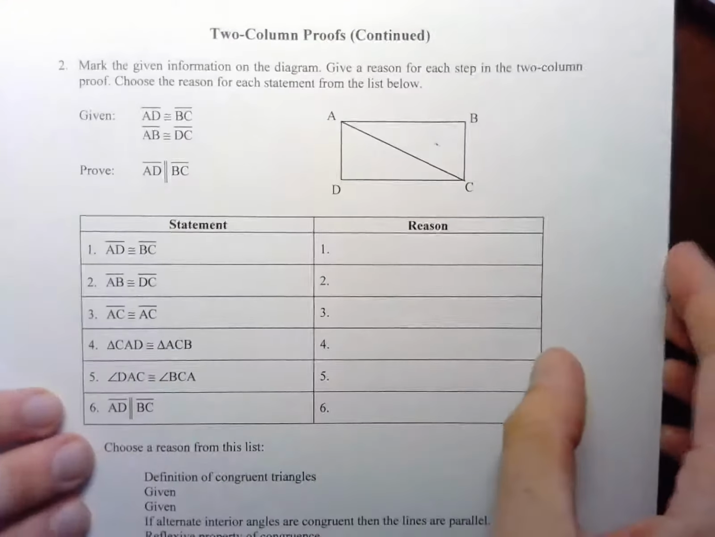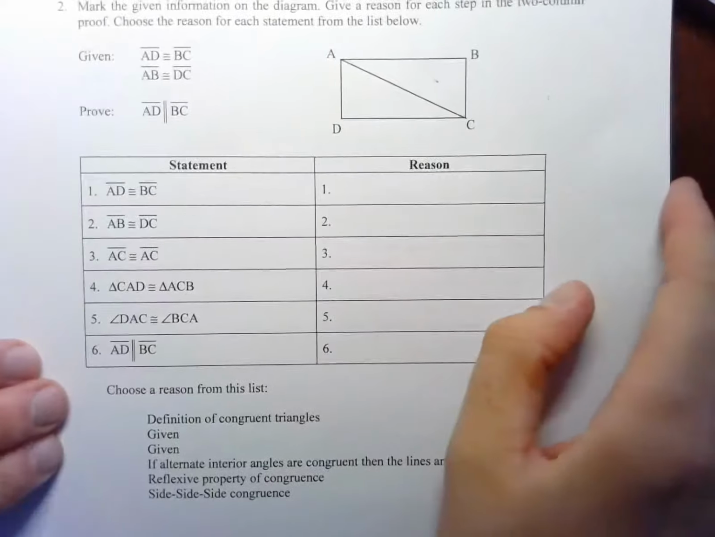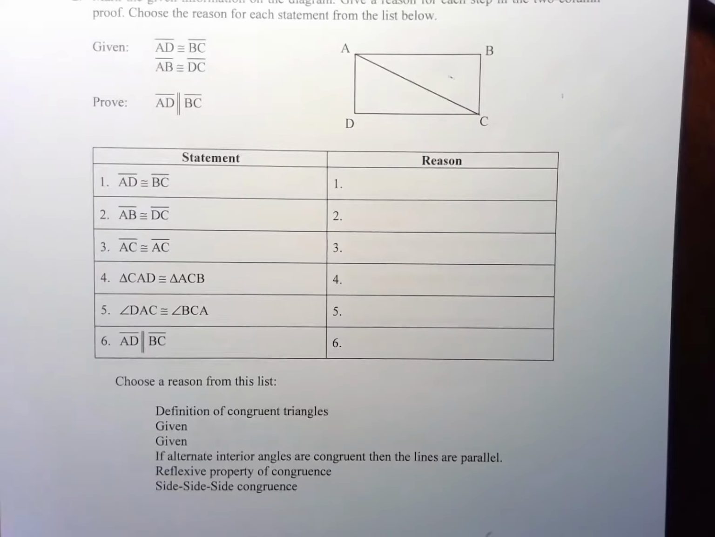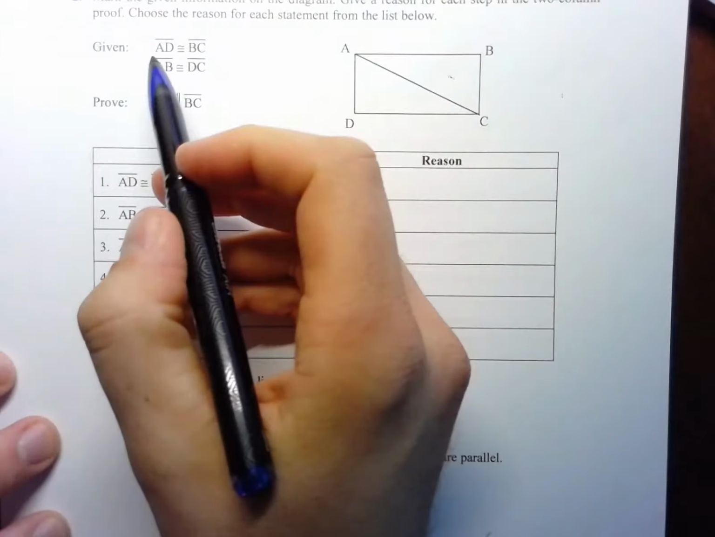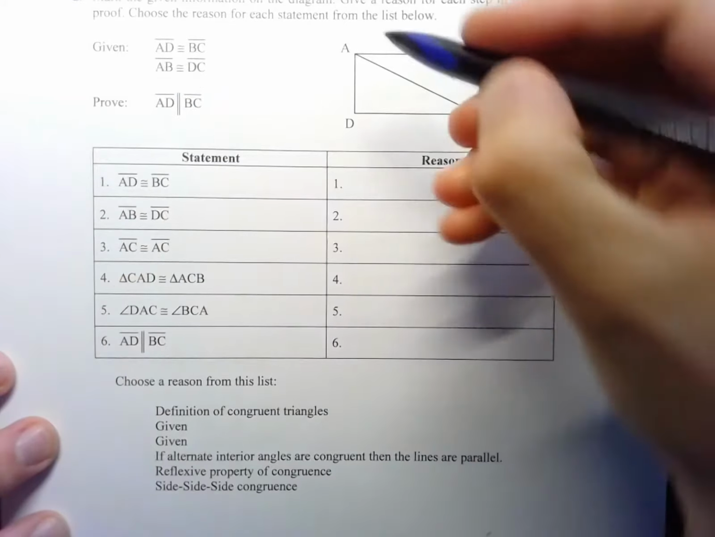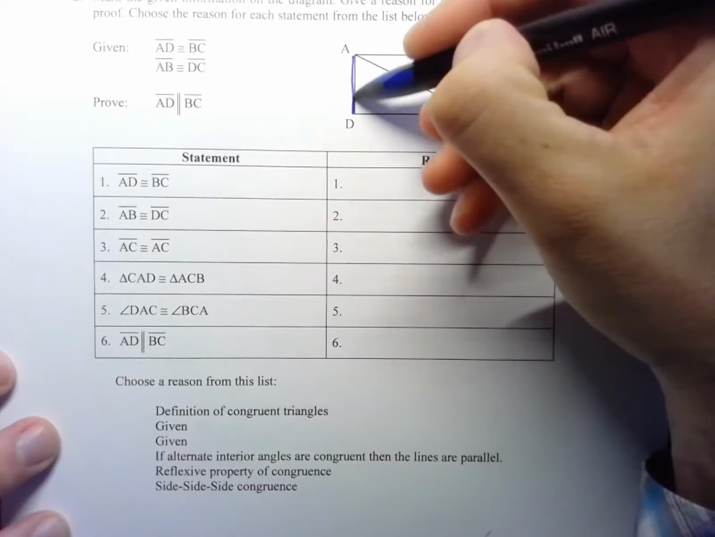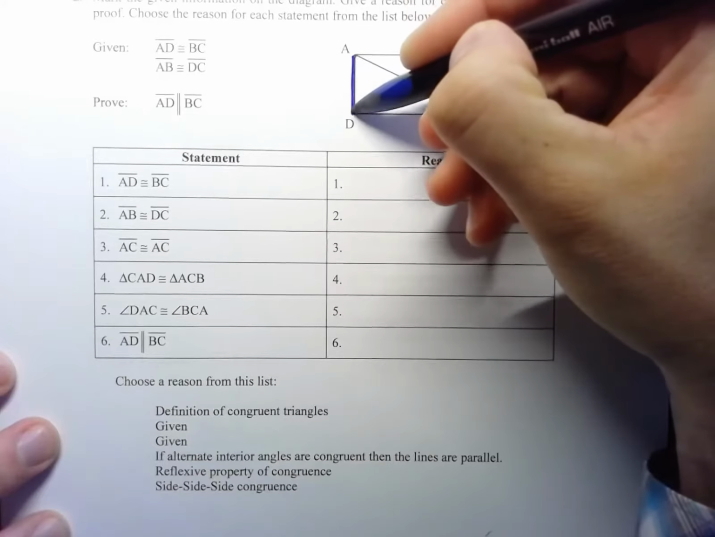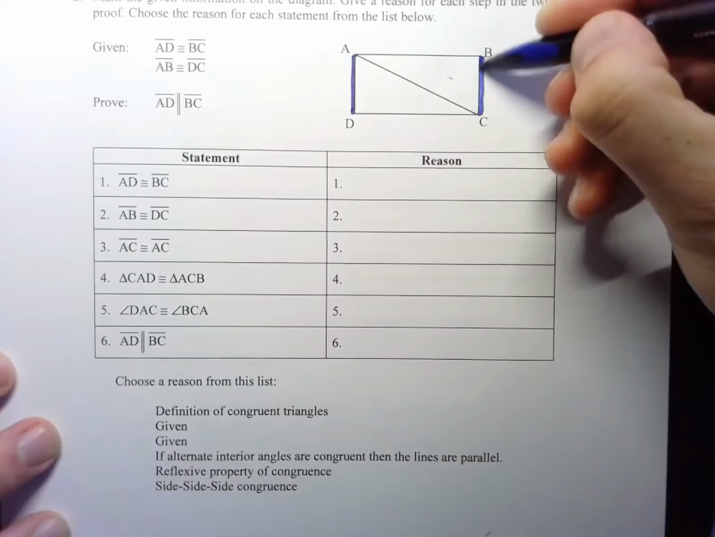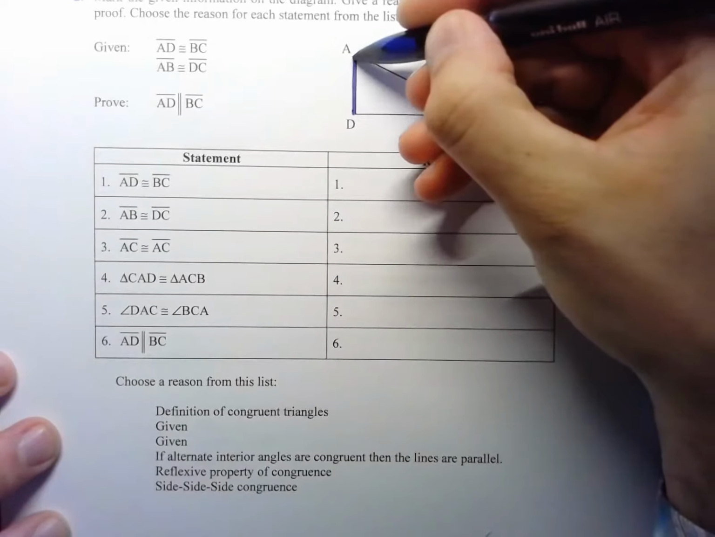Okay? Let's look at another example. And again, I have all of these reasons right here. We're just going to fill in the blanks. So given that AD is congruent to BC, and you can start to figure out how it best works for you to mark diagrams.